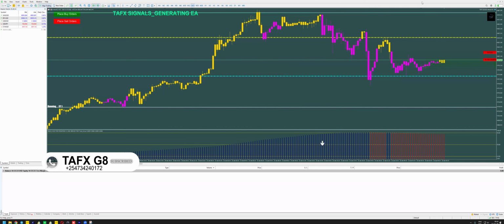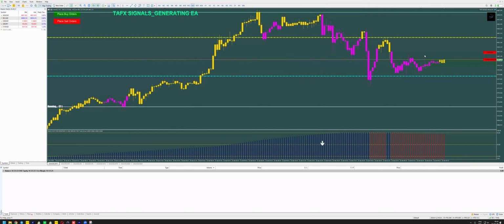So guys, that is what we are waiting for. This is the analysis we are waiting to see if we're going to buy this gold today.